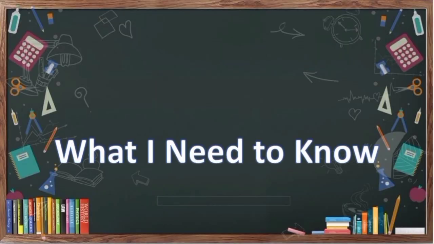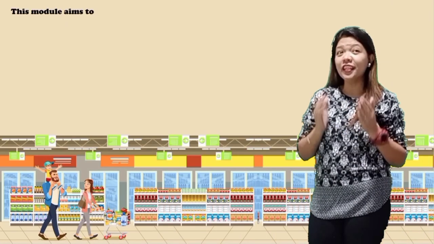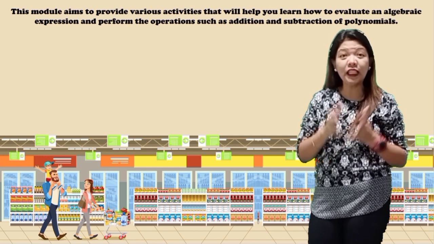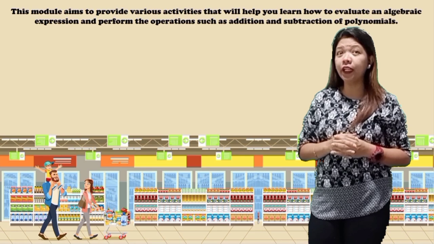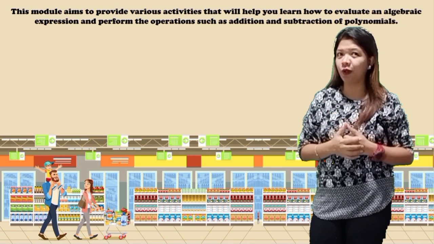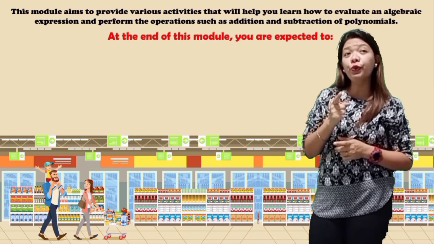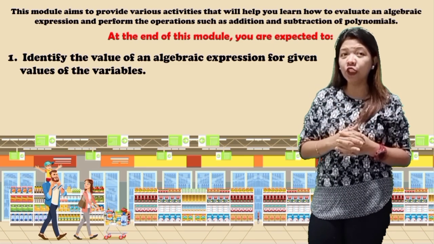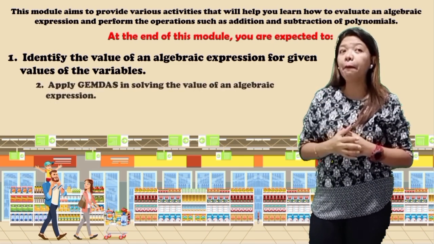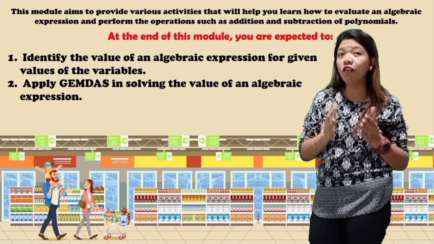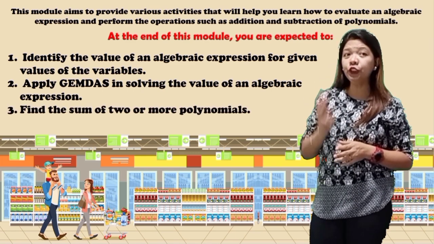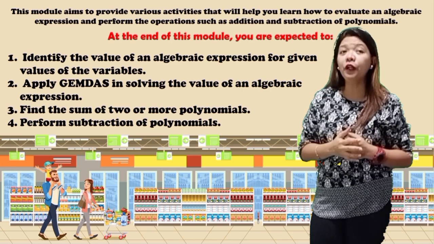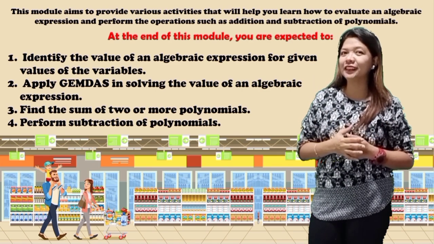What I need to know. This module aims to provide various activities that will help you to learn how to evaluate an algebraic expression and perform the operation such as addition and subtraction of polynomials. At the end of this module, you are expected to: number 1, identify the values of an algebraic expression for given values of the variable; number 2, apply LRMDS in solving the value of an algebraic expression; number 3, find the sum of two or more polynomials; and number 4, perform subtraction of polynomials.